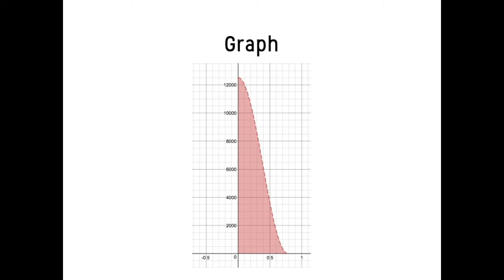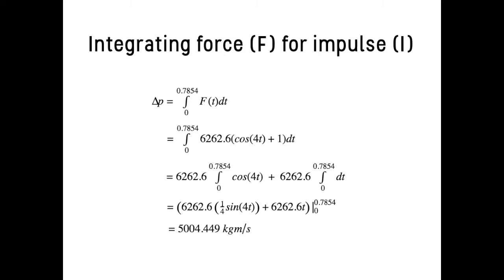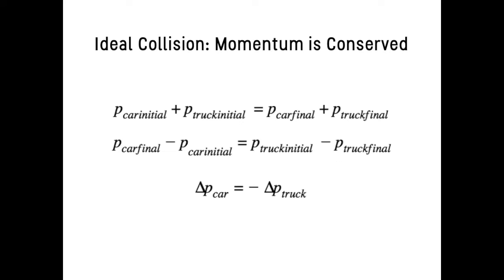The graph plots force over time. Here, the shaded area is the change in momentum. We integrate the force function to find the change in momentum. By integrating, we find that the momentum the truck imparted to the car was 5,004.4 kg·m/s. When dealing with an ideal collision, this means that the momentum is conserved.